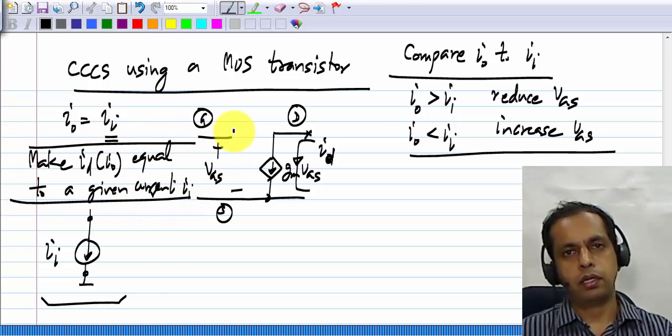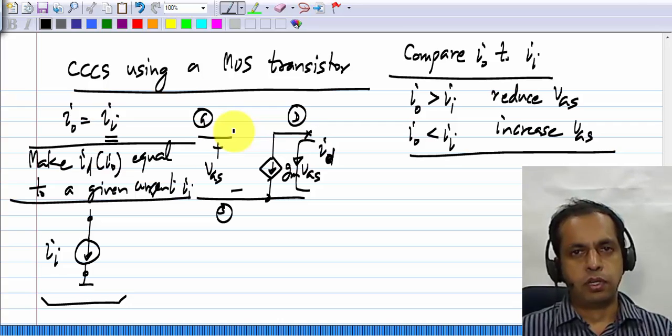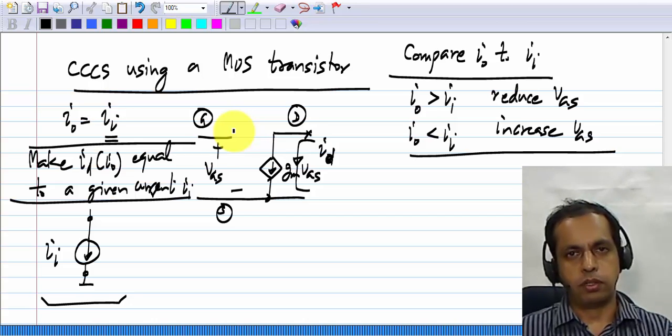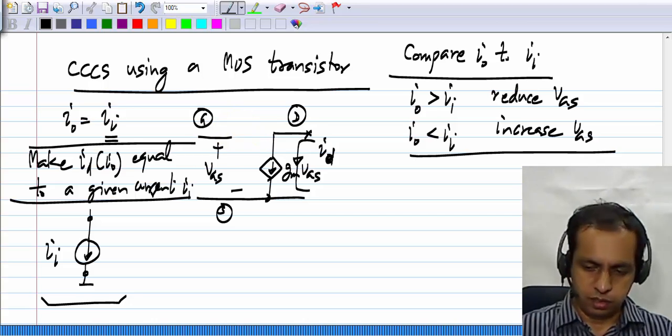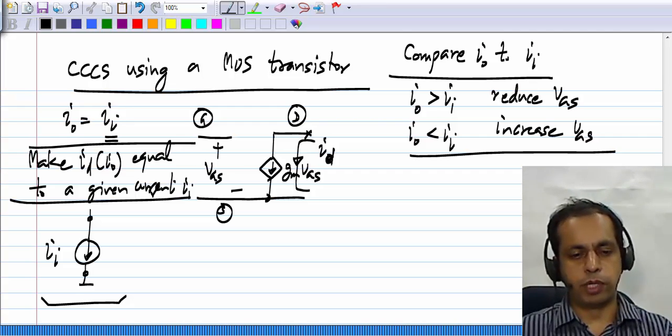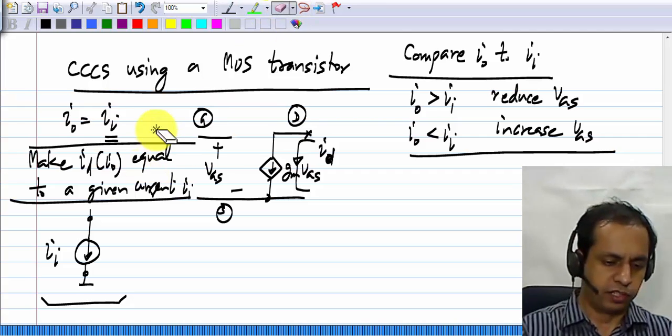Okay. Now where have we done this before? We have made the drain bias current of a MOS transistor equal to a given current I naught. Okay, that we have already done, right? So we have done it for the sake of biasing. Now we will do it for signals.